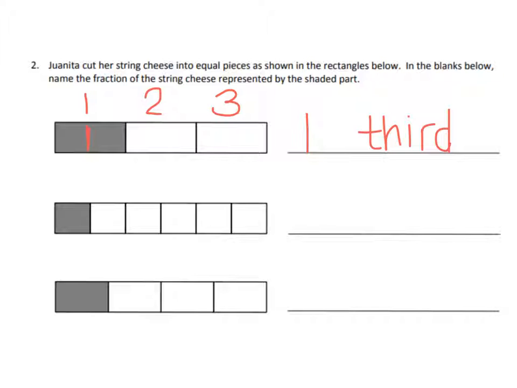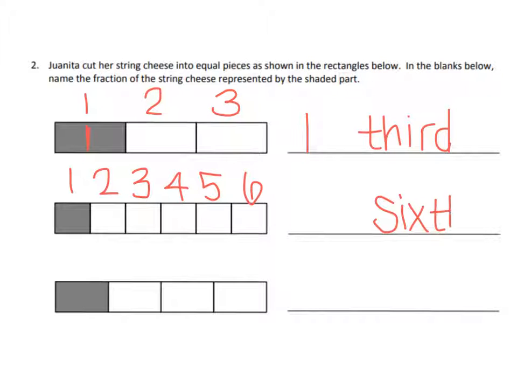Now, if I take a look at the second one, how many pieces are there? Go ahead and count them on your own. Write the unit on the line. Pause the video while you work, replay when you are ready or if you get stuck. So there's 1, 2, 3, 4, 5, 6. So that means the unit is 1/6. I see that there is 1 shaded, so that means there is 1/6.